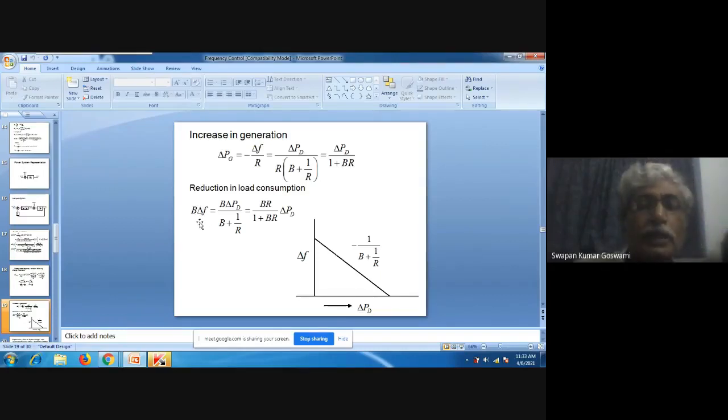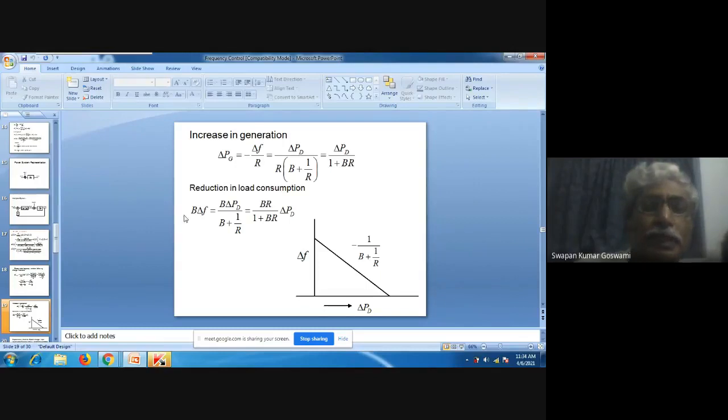This part will be zero. If this part is zero, then you can say that additional power generation, delta Pg, is given by this much only. That means the sum of delta Pg and B delta F. Okay, this obviously is greater than delta Pg itself.